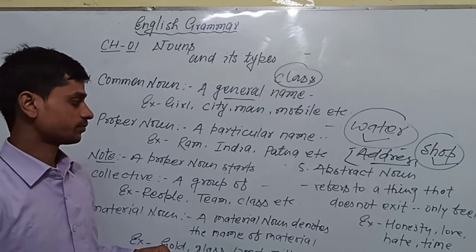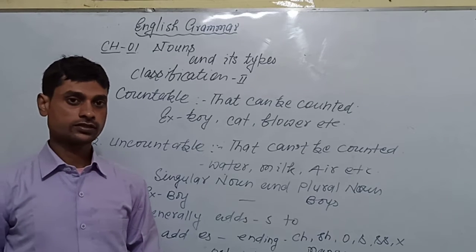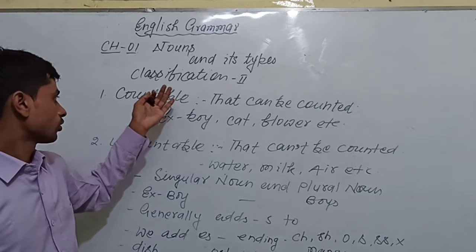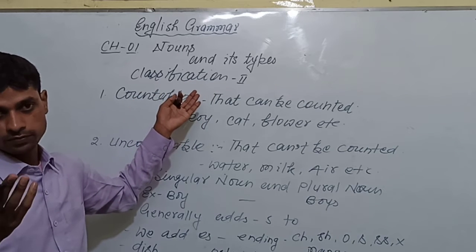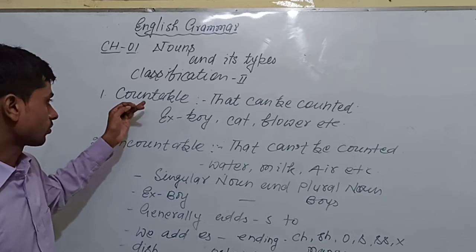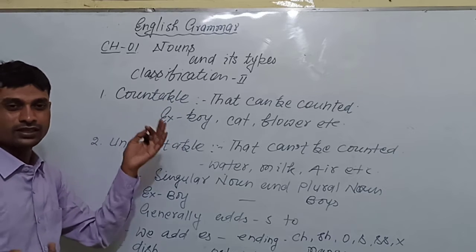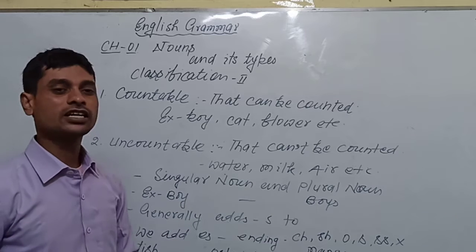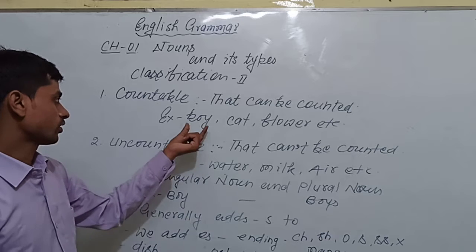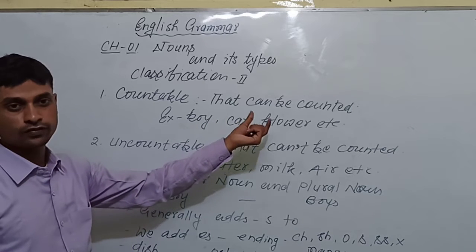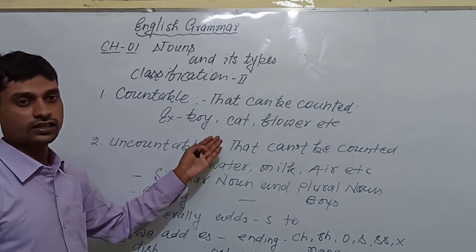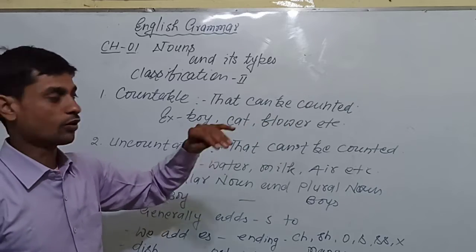Now next. Okay students, now we will know about the second classification. What is the second classification? There are two types of noun, countable noun and uncountable noun. Now, countable noun. What is countable noun? It means very simple, that can be counted, जिसे गिना जा सके. That is called countable. For example, a boy, a cat, a flower. It means we can count. यानी हम गिन सकते हैं कि एक लड़का, एक बिल्ली and एक flower.